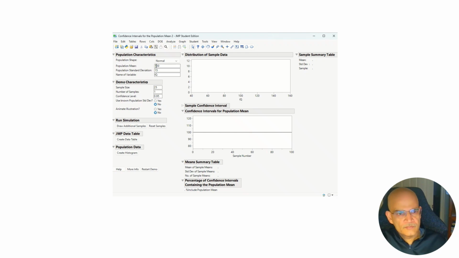So we have a population mean of 100. Say we are measuring a characteristic of the population, which is a continuous variable. In this case, it's IQ. Population standard deviation is 15. And we are taking a sample of 25 from this population. Right now we have one sample and we are calculating the 95% confidence interval.